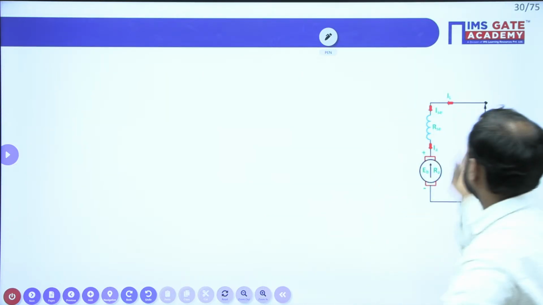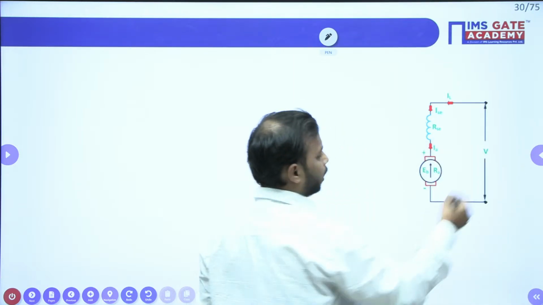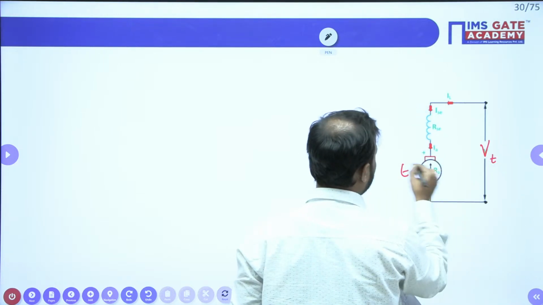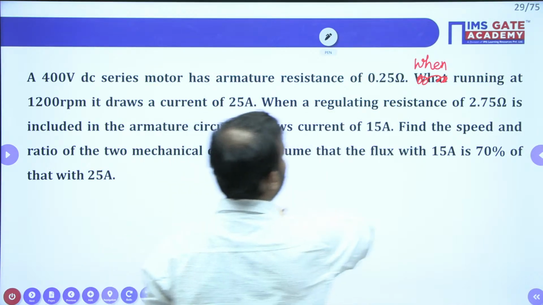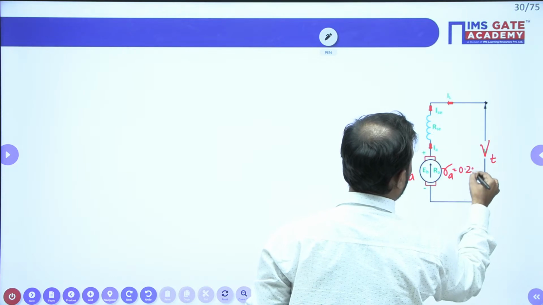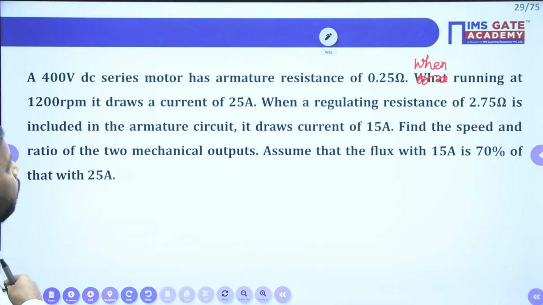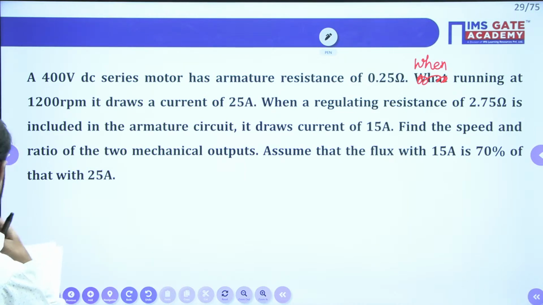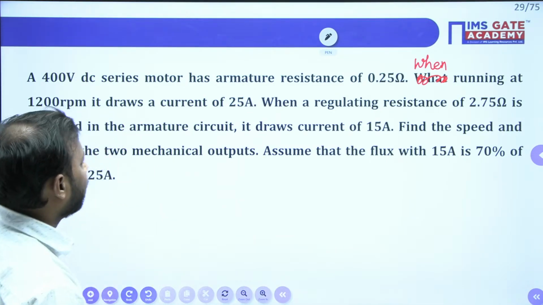All right. So this is a DC series motor. We have a terminal voltage VT, EMF EA and armature resistance RA. Do we have the value of RA? Yes, 0.25 ohm. And RAC is given in the question. Do we have the RAC value? We don't have the RAC value, so we need to ignore that part.